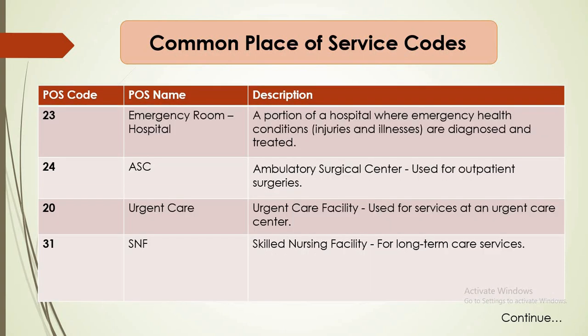So next place of service is 23, and this is for emergency room. We commonly call it the ED department or ER room. It is the portion of the hospital where emergency health conditions, injuries and illnesses are diagnosed and treated. Whenever we are submitting an ED claim, then the place of service will be 23. And the emergency department also has a specific code set in E/M, I'll show you that one also.